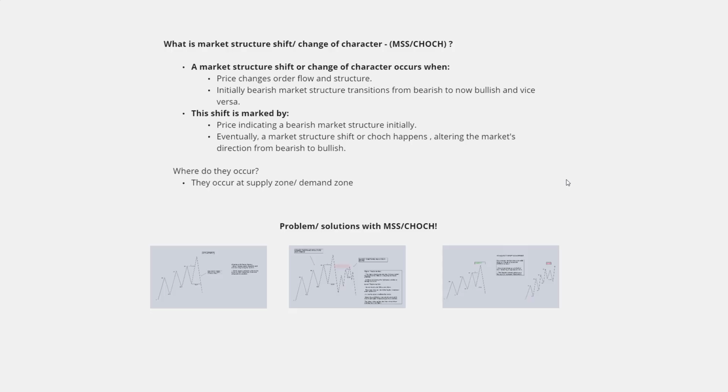Let's hop back in. They're basically the same thing, just a different title. A market structure shift or change of character occurs when price changes order flow and structure. Initially, bearish market structure transitions from bearish to now bullish, and vice versa. The shift is marked by price indicating a market structure initially, and then eventually a market structure shift or CHOCH happens, right? They're basically the same title, altering the market's direction from bearish to now being bullish, or from being bullish to now being bearish.